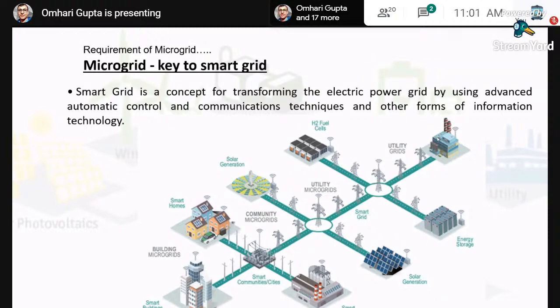So overall, smart grid is a concept for transforming the electric power grid by using advanced automatic control and communications techniques and other forms of information technology. Simultaneously, smart protection will also be there. Automatic switching off and on will also be there.